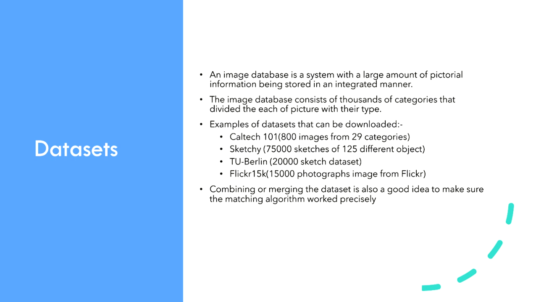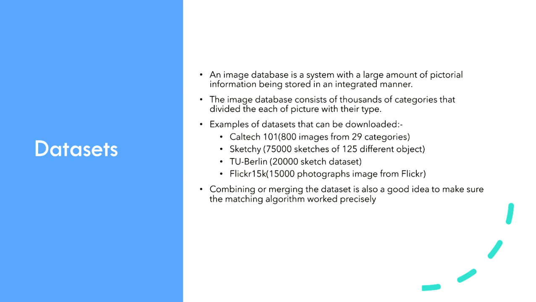So for the dataset, an image database is a system with a large amount of pictorial information being stored in an integrated manner. The image database consists of thousands of categories that divide each picture by their type. So inside one of the datasets, or any dataset, there are a few categories and types of object that have been divided, so that we can choose which object we want to try the SBIR on.